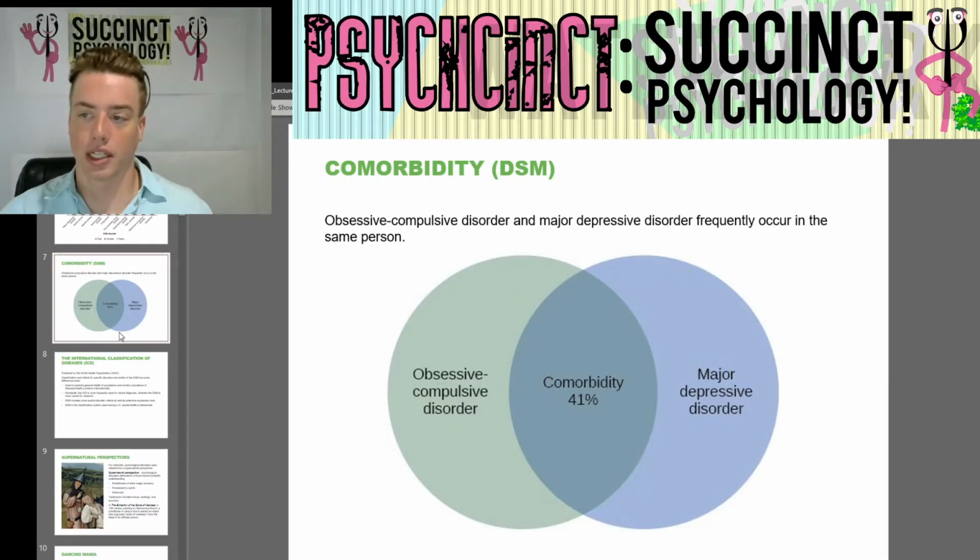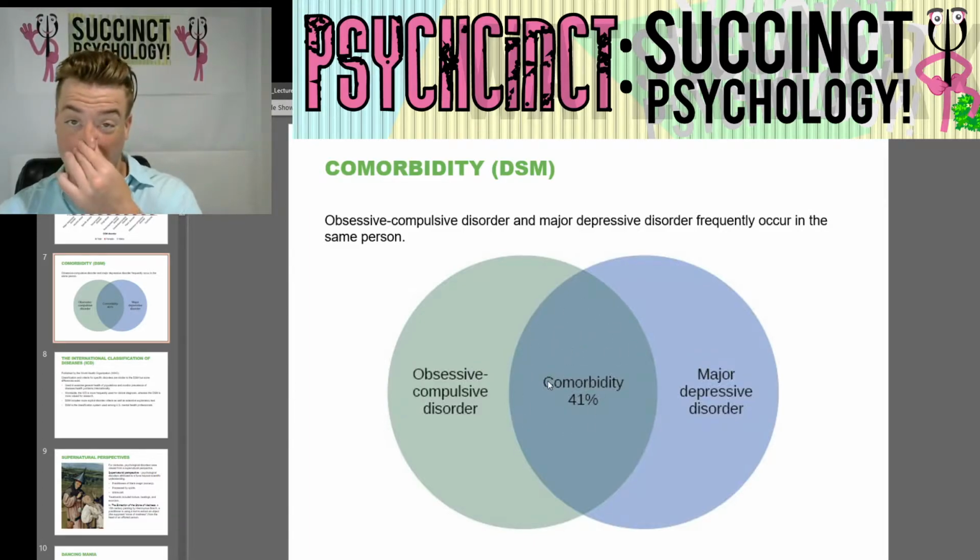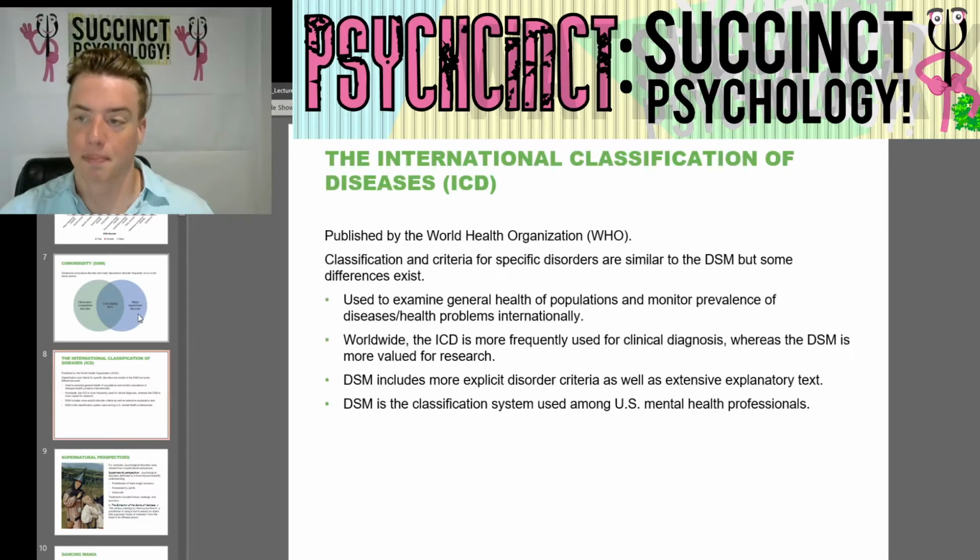Comorbidity in the DSM. Obsessive compulsive disorder and major depressive disorder frequently occur in the same person. You can see they have a comorbidity of 41%. I worded that wrong, but you get what I mean. They frequently occur in the same person, 41% of the time.